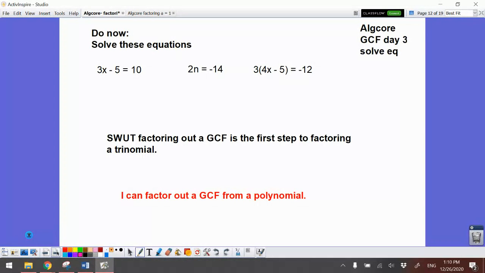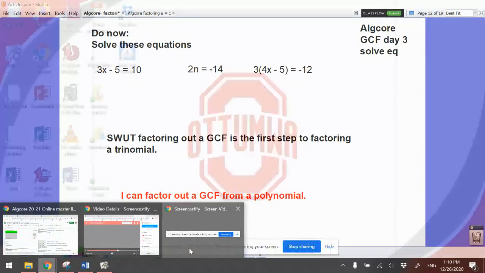Okay, so keep working on those. Tomorrow we're going to work on factoring out the GCF and solving, kind of pulling this together into this next piece. So reach out to us if you are struggling with factoring out that GCF.